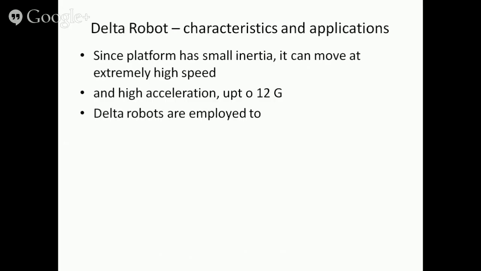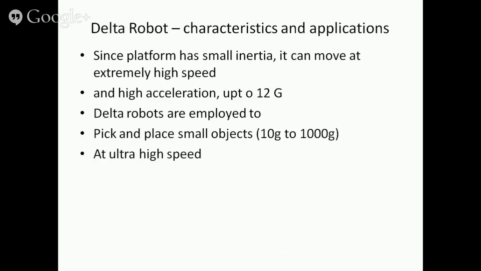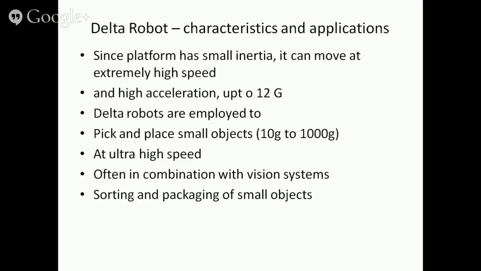Delta robots are employed to pick and place small objects from a few grams to maximum 1 kilogram at an ultra high speed and often in combination with vision systems. They are used to sort and pack small objects, such as chocolates, tablets, small components, and many others.